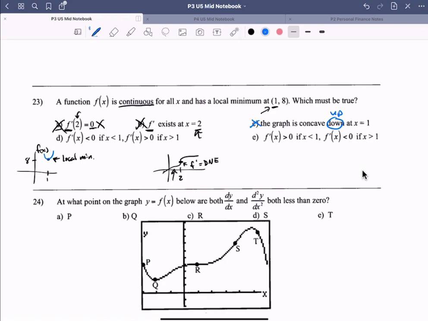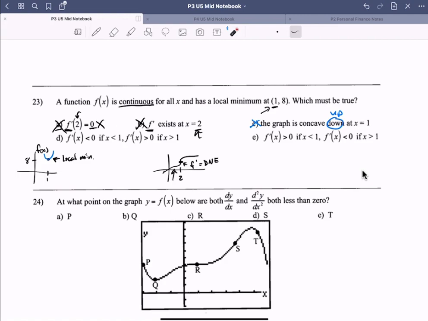Let's look at D. D looks complicated. We're going to have to take this one nice and slow. It says f prime is less than 0 if x is less than 1. So what does that mean? If f prime is less than 0, that would mean f would be decreasing, because the slope would be negative. So this says the slope is negative before 1. Well, that would be true. We have to be decreasing before we get to 1.